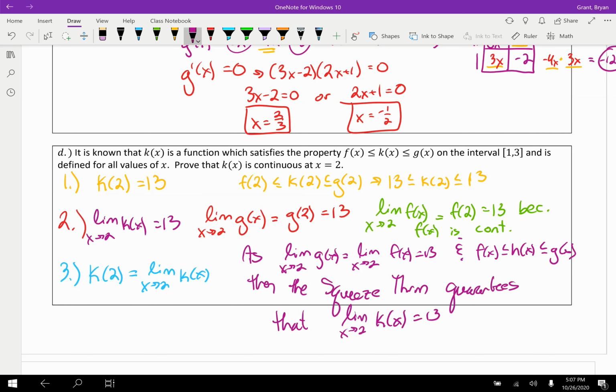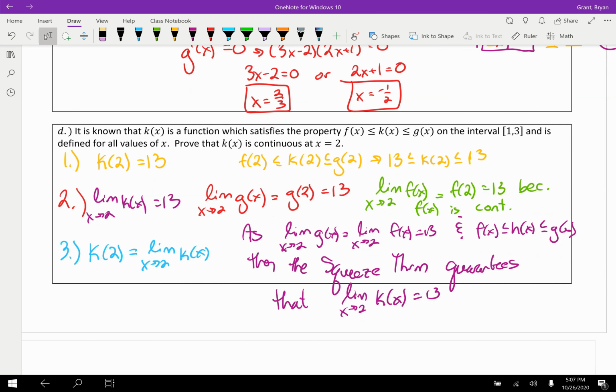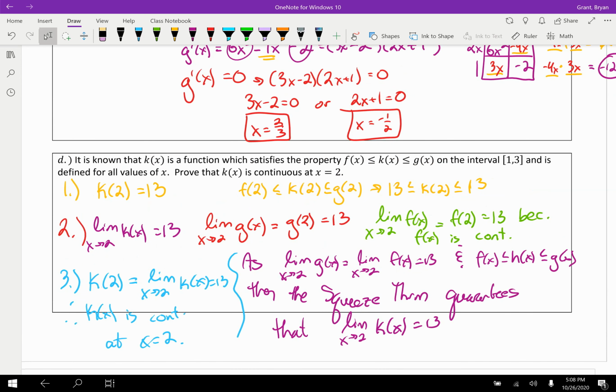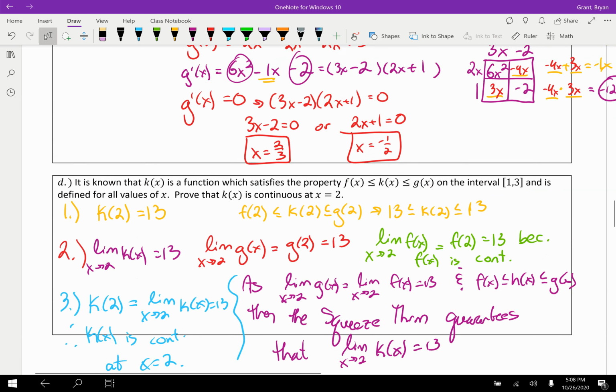Sweet. Okay, so step 3. Is k of 2 equal to the limit as x approaches 2 of k of x? Yes, they're both equal to 13, so I'm going to put that at the end, 13. Therefore, k of x is continuous at x equals 2. Ta-da! Definitely a bit of work there, nothing terrible, but I was trying to really find a problem where we could work the squeeze theorem in just so we keep that fresh in your brain.